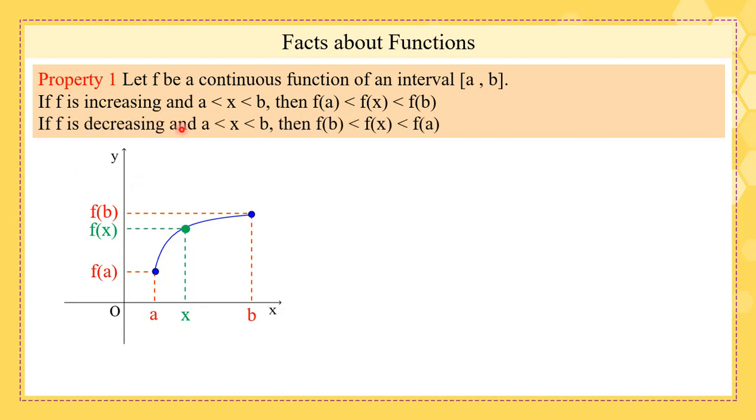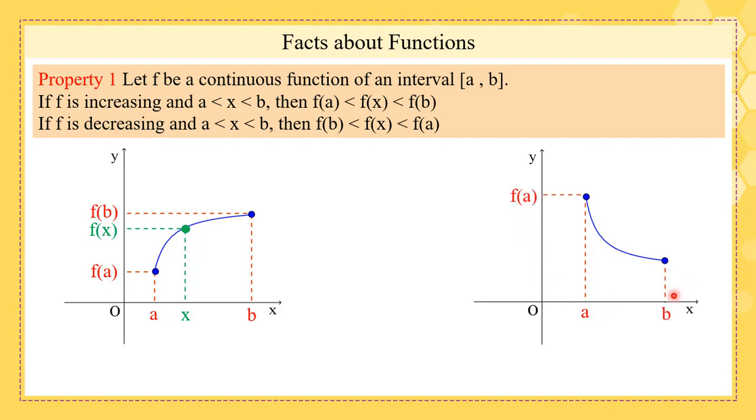Now if f is decreasing and x is between A and B, then we can say that f of x is between f of B and f of A, and in this case we have to flip the boundaries. Let's see it graphically. This is a decreasing function. If this one is A, then this would be f of A, and if this is B, this would be f of B. Now if we choose x between A and B, as you see, x is between A and B, so f of x would be between f of B and f of A.